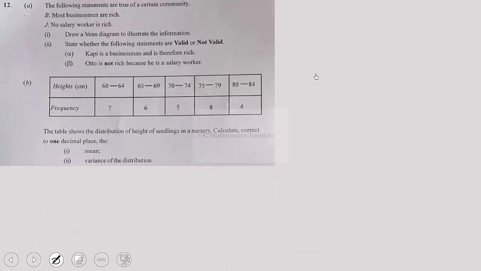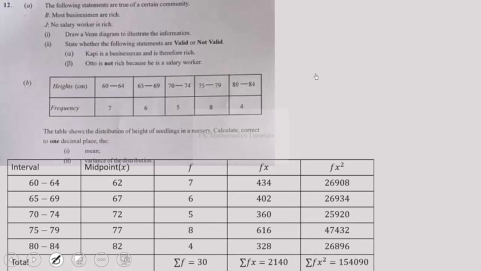The B part says that the table shows the distribution of height of seedlings in a nursery. Calculate correct to one decimal place the mean, the variance. So we can tabulate this quickly. The midpoint will give you the x values. Then form the fx column and the fx square column. And we calculate these totals as we can see. Then we can use the formula.